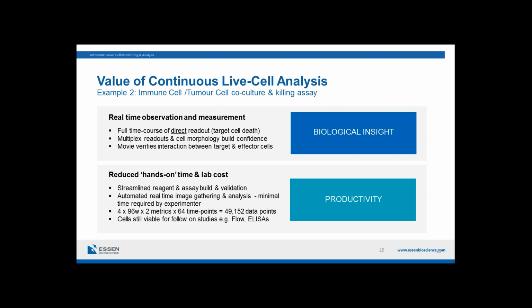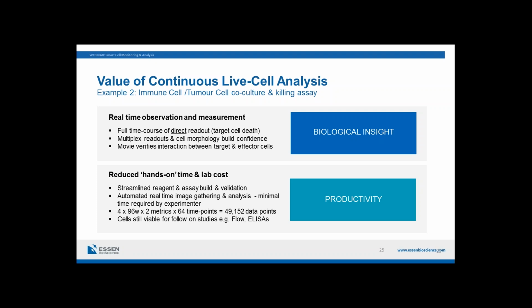We could monitor the full time course using a direct readout, so in this case target cell death, throughout the course of this assay. We can multiplex that with the apoptosis readout and the cell morphology analysis to really build confidence in the signals that we were measuring. The time-lapse movies verify certain physical interactions between target and effector cells and really support and add credibility to the quantified data. As with the previous example, all of the images were taken and analyzed automatically by the IncuCyte system.